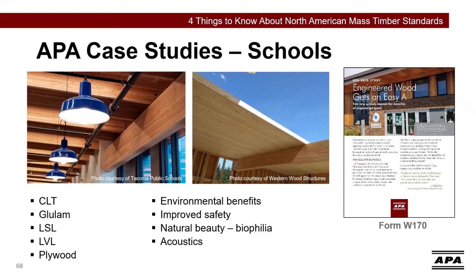W170, Engineered Wood Gets an A, is a publication featuring multiple case studies of different K-12 schools that have utilized engineered wood, including mass timber. These schools featured CLT, glulams, LSLs, LVLs, and plywood, and note the benefits associated with the use of those products.